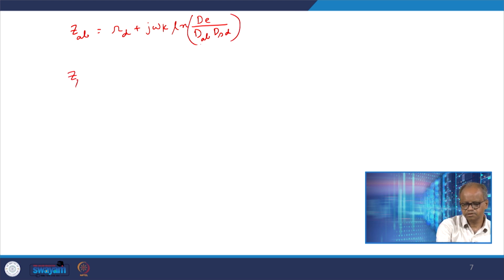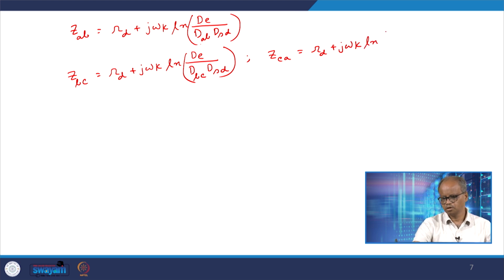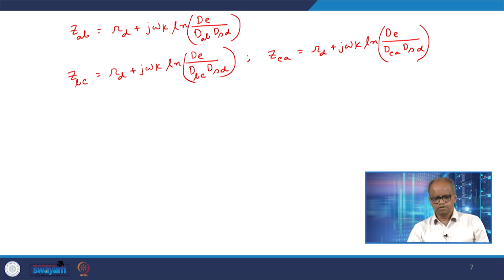Similarly, ZBC is given by RD plus j omega k log dE by dBC into dsD, and ZCA is equal to ZAC is RD plus j omega k log dE by dCA into dsD. So these are the final expressions, right? So that would be the case.